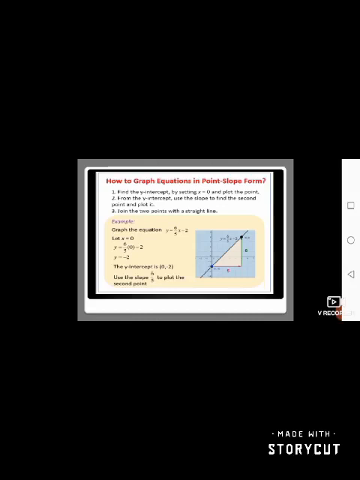For example, graph the equation y is equal to 6 over 5x minus 2. Let x is equal to 0. Y is equal to 6 over 5 times 0 minus 2. Y is equal to negative 2. The y-intercept is 0 and negative 2. So use the slope 6 over 5 to plot the second point. If you're looking at the screen on your right side, you can see the graph over there.